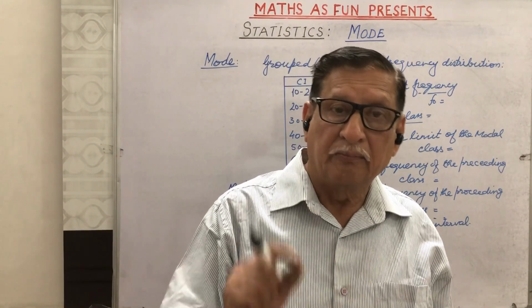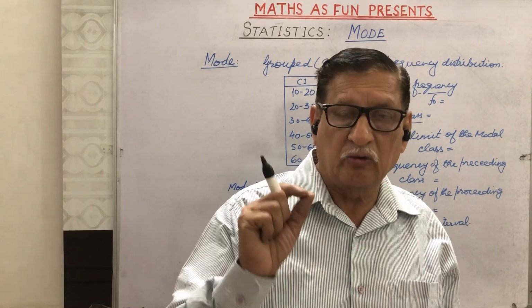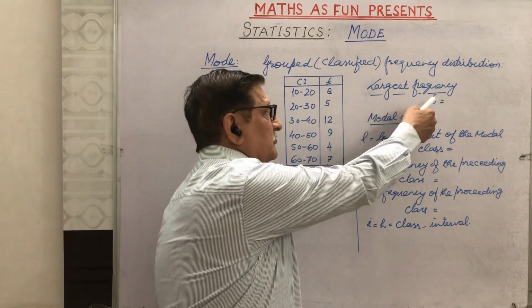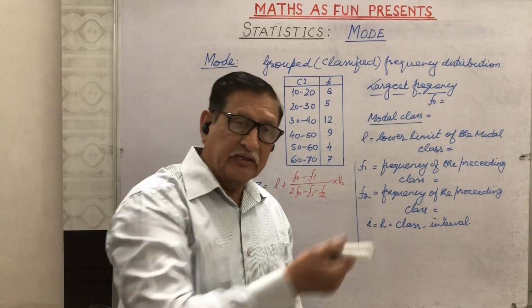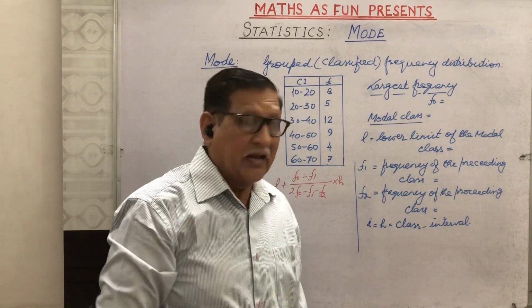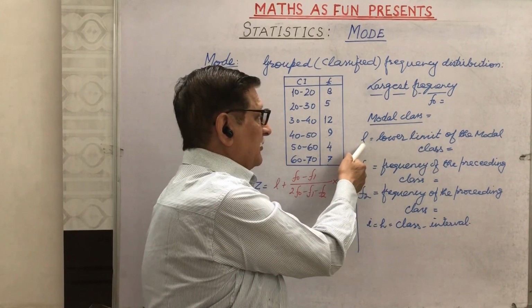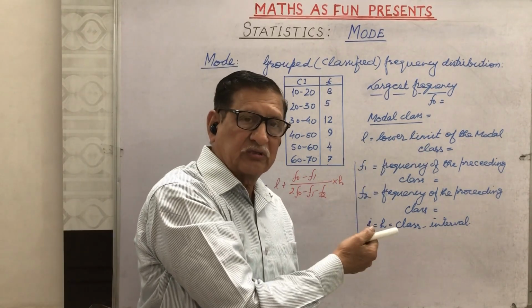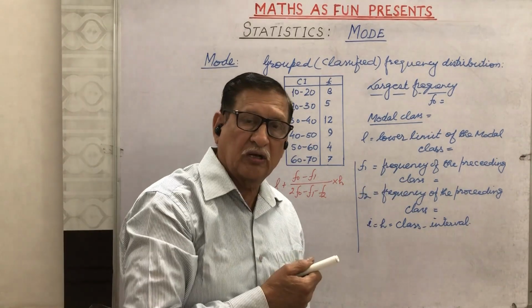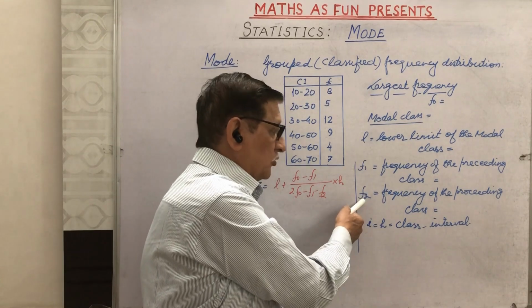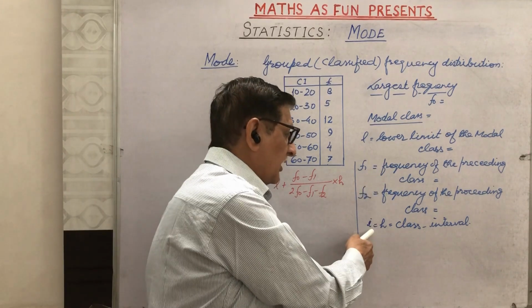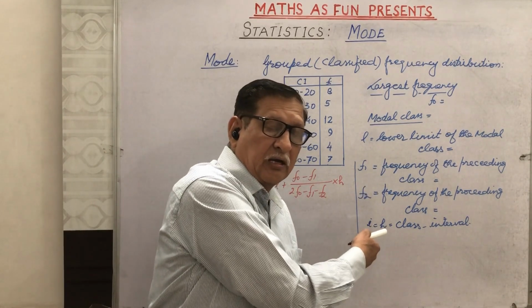To calculate the mode for the classified or grouped frequency distribution, the algorithm is: first of all, we see the largest frequency. Then the corresponding class will be known as the modal class. We will find the modal class, and then the lower limit of the modal class will be known as small l. The next step is to find f1, the frequency of the preceding class to the modal class. Then we find f2, the frequency of the succeeding class to the modal class. And then the class interval, that is represented by h.